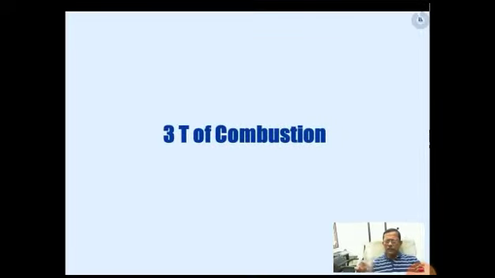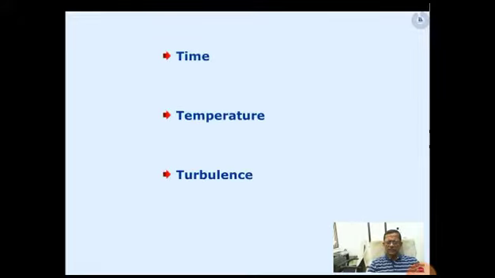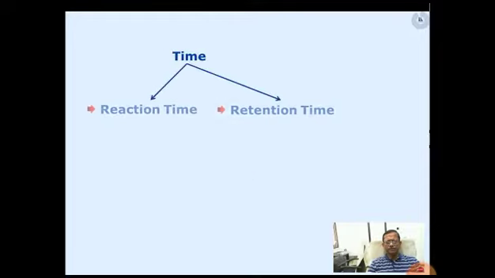If you have studied in a mechanical or electrical engineering discipline, then in the second year you have studied thermal engineering, and you know what the 3 T's of combustion are. It is time, temperature and turbulence. Now almost universally it is spoken in this particular sequence: time, temperature, turbulence. Now we will first look at each individual T and understand what they are and what the significance of each T is in combustion conditions. So let us start with time.